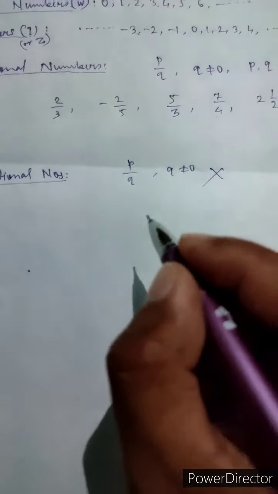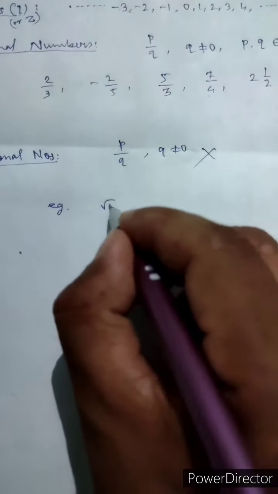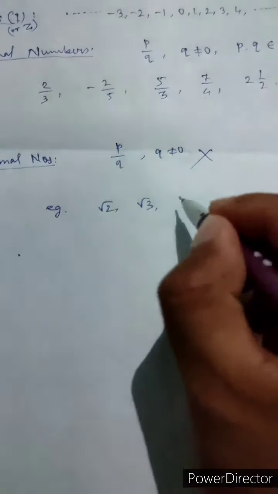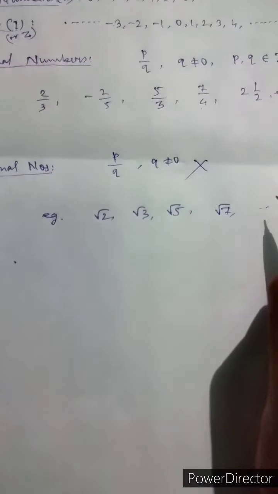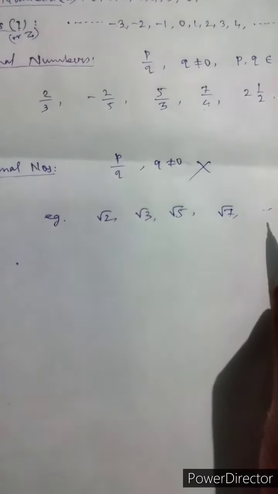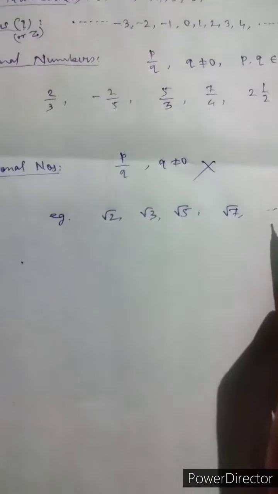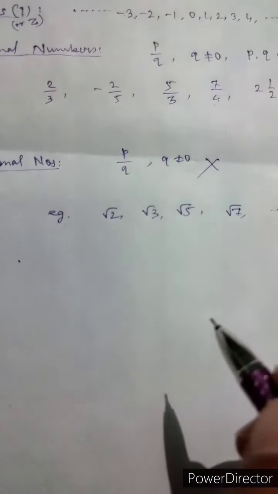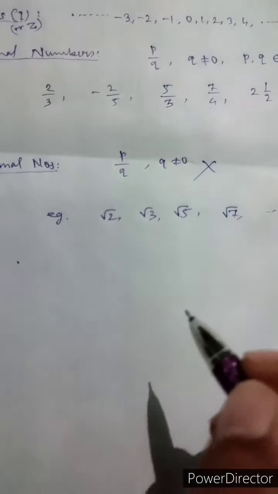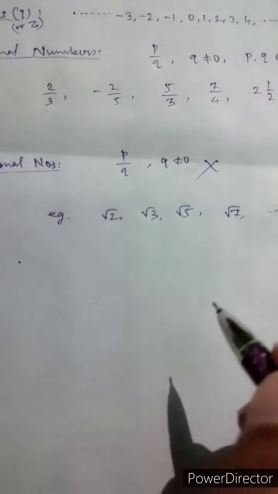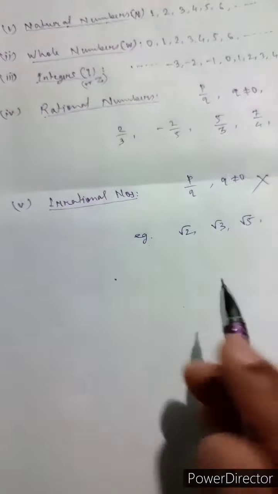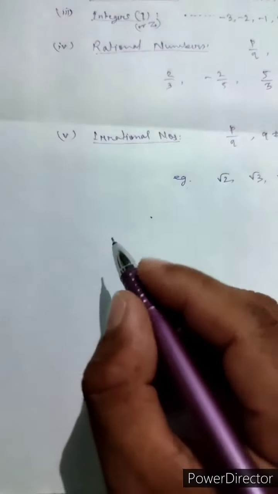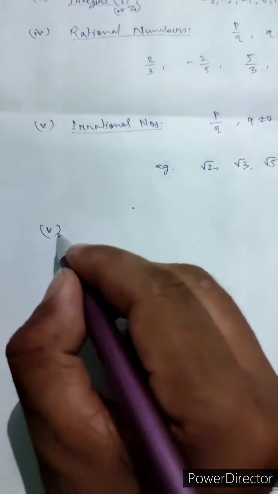As for example, root 2, root 3, root 5, root 7, that means numbers which cannot be freed from the radical sign. Those numbers are irrational numbers. And if we want to explain in terms of decimal expansion, then those numbers which have non-recurring and non-terminating decimals are called irrational numbers.